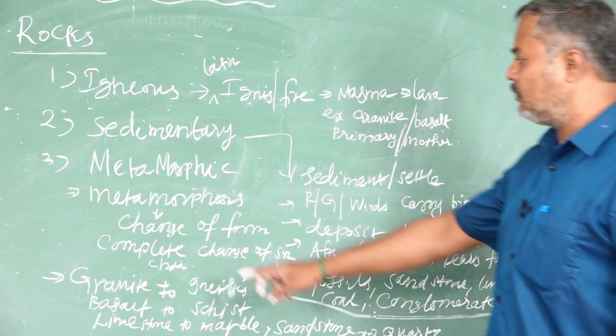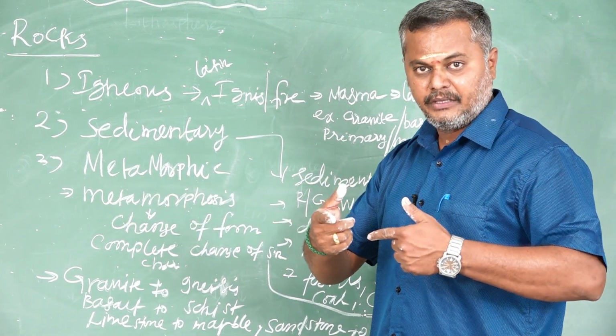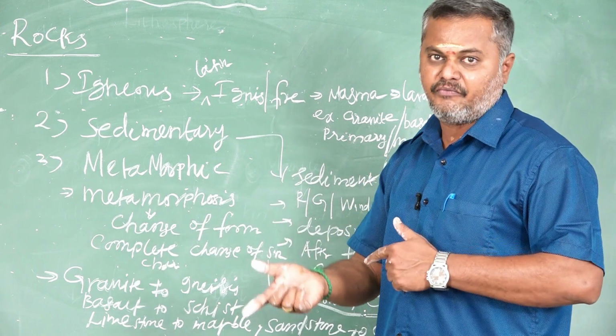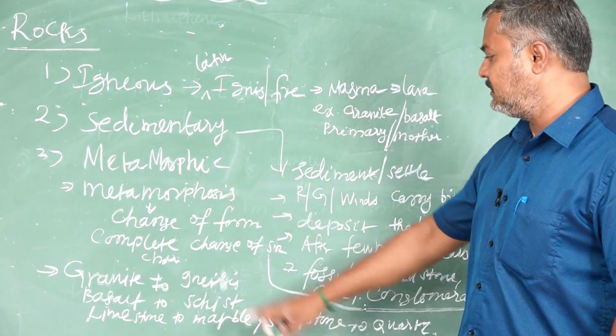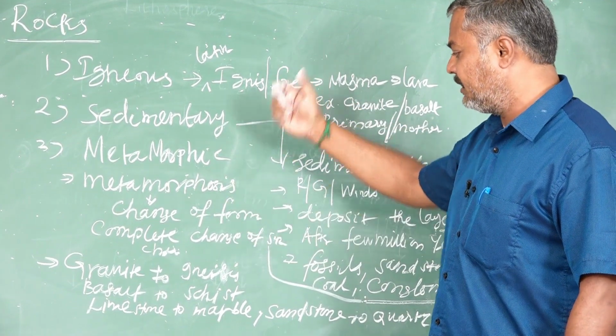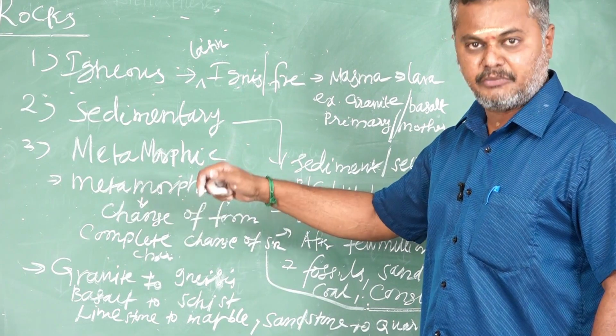conglomerate. And the third one is the metamorphic rocks, that is change of its original form further. Change of its original form to another form further, right? That is metamorphic rocks, which is called metamorphosis, a complete change of size or the character. It is derived from the various sedimentary rocks.